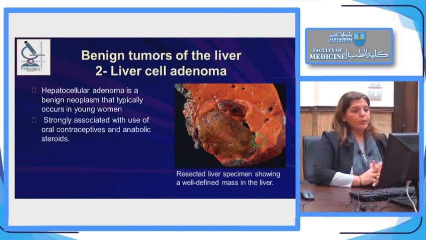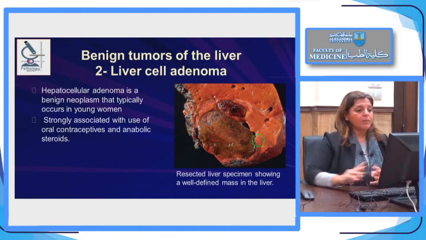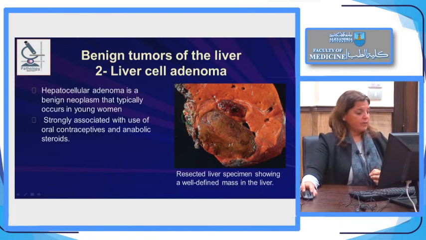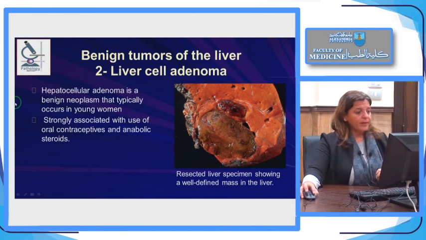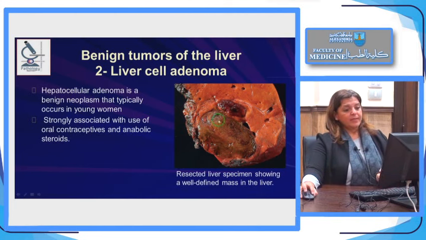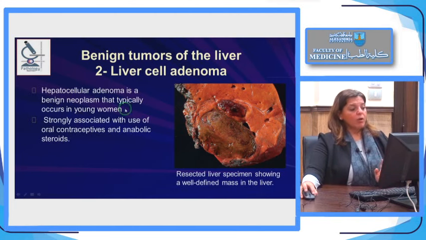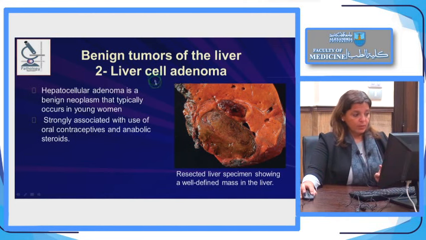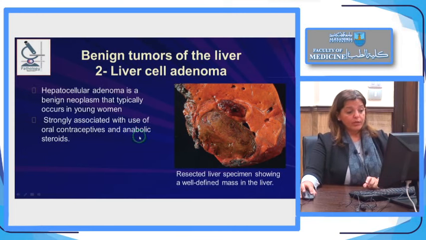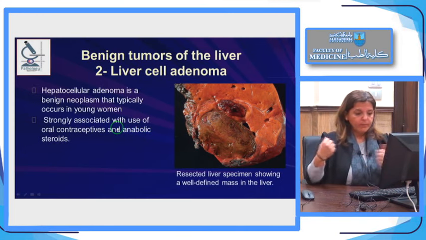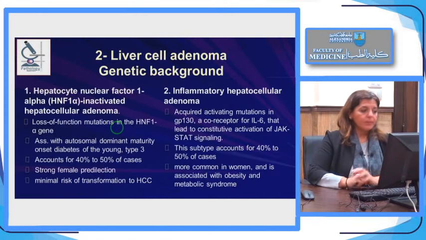The third tumor we have is the liver cell adenoma, which is the benign tumor of the liver cell. I'm going to go a little bit quickly here. This is how it looks, and it is strongly associated with the use of oral contraceptive pills. It is a benign tumor of the hepatocytes. We call it adenoma. It is strongly associated with the use of oral contraceptive pills and anabolic steroids that people use for the gym for growing muscles.